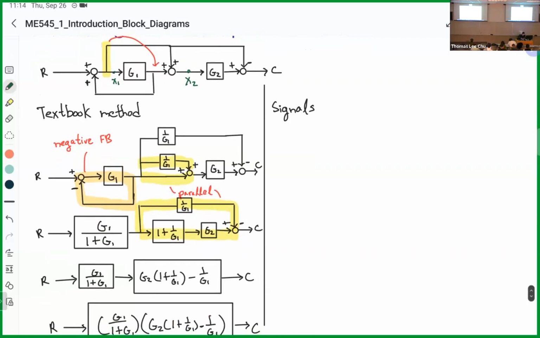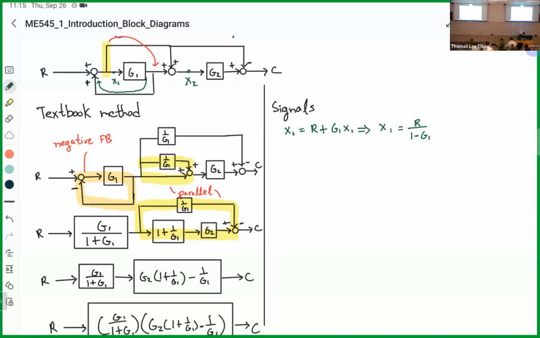So if we look at X1 first, X1 is going to be equal to R plus, if we look at this line here, G1 multiplied by itself. So then if we work this out, we can find that X1 is equal to R divided by 1 minus G1.